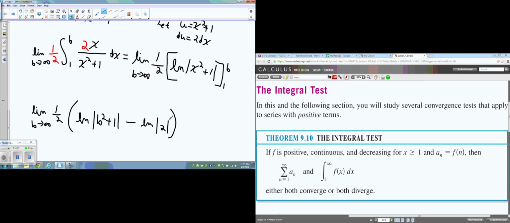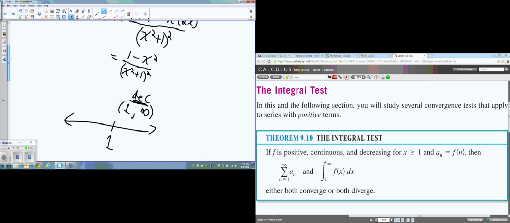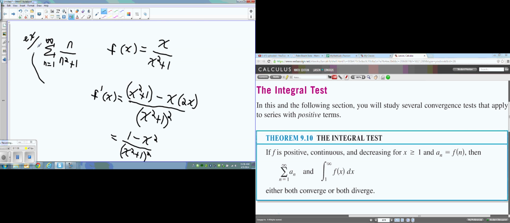All right, now, when we go inside here, this is the limit as b approaches infinity. b is the variable left over. This is just a number, the natural log of 2. But the natural log of b squared plus 1, if b goes to infinity, this entire term goes to infinity also. So we have infinity minus a constant multiplied by 1/2, which is just infinity. So it turns out that this integral diverges, which means that our original series, this series right here, also diverges.